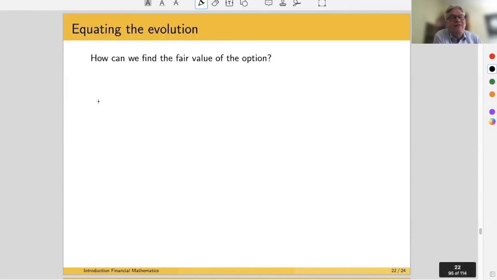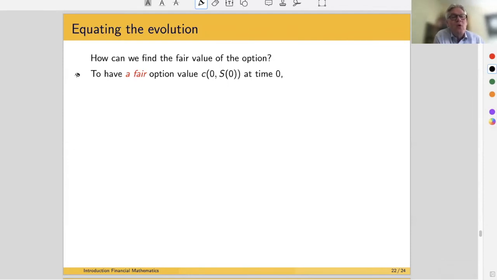Now, how do we then find the fair value of the option? The fair value is the money needed for the writer to be able to sell the option and to have essentially no risk, to have all the money needed during the time from 0 to capital T to be able to obey the obligations. So we want to have a fair option value C at time 0 and S_0.